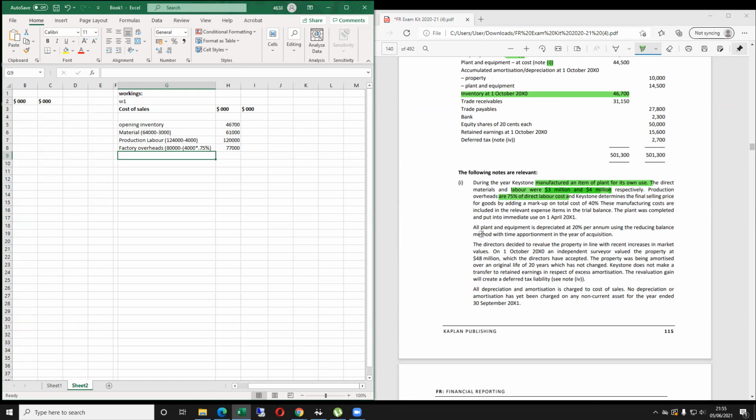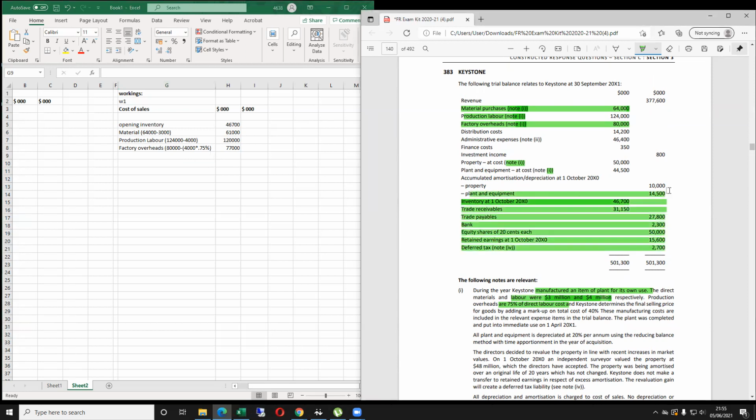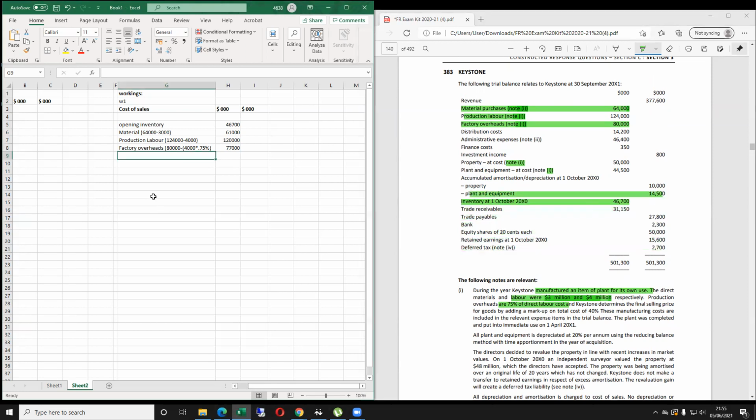So all the plant and equipment is depreciated over its useful life, where is it? Over 20%. Okay, 20%. Which one is plant and equipment? So we'll see plant and equipment is here, right? So the plant and equipment will be depreciation of plant. But it didn't say where it went. So do we assume it goes into cost of sales?